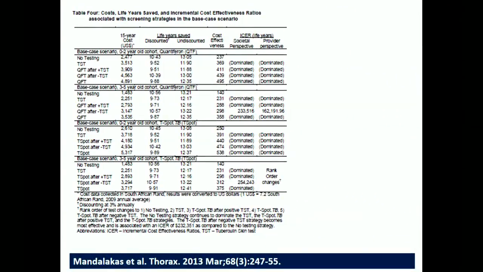All right, so now I'll tell you about the cost effectiveness. So this column is the cost effectiveness measure for our model. We looked at cost per life year saved.